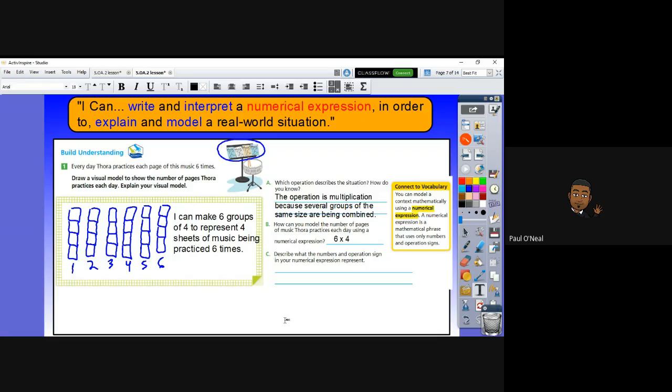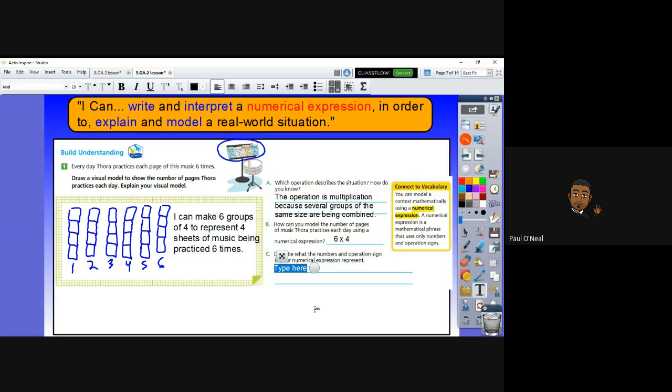So we can say basically in one day she does 24 practices, right? Or 24 times she's doing the music, because 6 times 4 is 24. But we don't need to solve it. We're just creating a numerical expression. All right, C. It says describe what the numbers and operation sign in your numerical expression represent. What does that 6 times 4 represent?